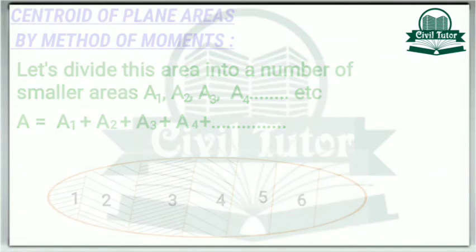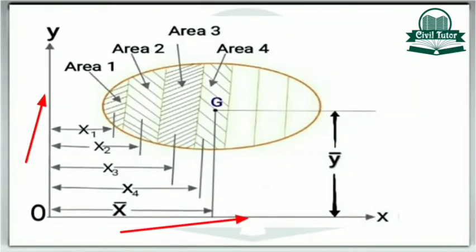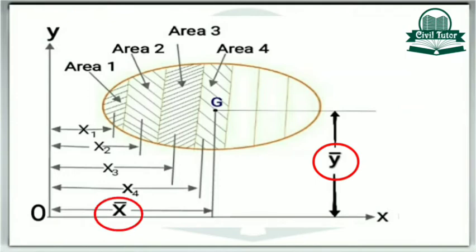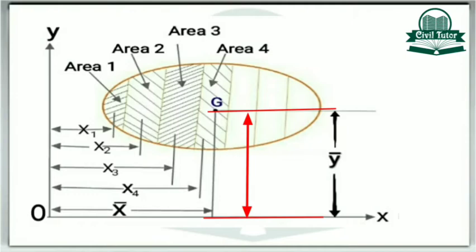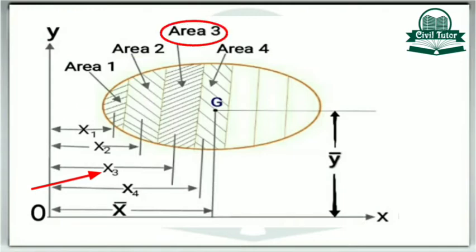In order to find the centroid of this plane area, let's consider two reference axes OX and OY for calculating Y bar and X bar. Here Y bar is the distance of the centroid of this plane area from reference axis OX, and X bar is the distance of the centroid from reference axis OY. X1 is the distance of the centroid of area 1 from reference axis OY, X2 the centroidal distance of area 2 from reference axis OY, X3 the centroidal distance of area 3 from reference axis OY, and so on.